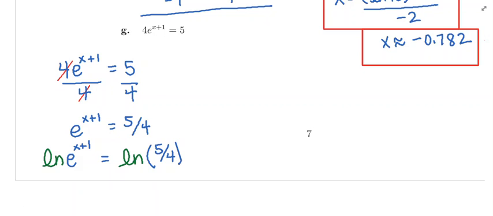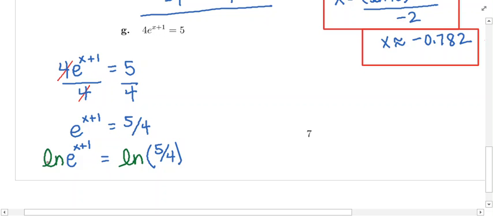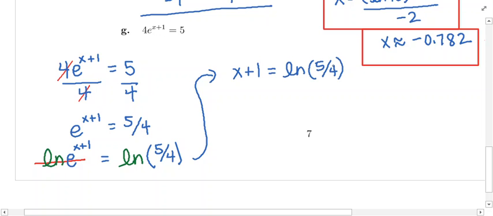Okay, all right, now on the left side, the natural log and e will cancel. The exponent is going to come down. Okay, so x plus 1 will be left on the left side. That's going to equal the natural log of 5/4. Okay, natural log of 5/4 is going to be some crazy decimal. Just leave it as the natural log of 5/4.